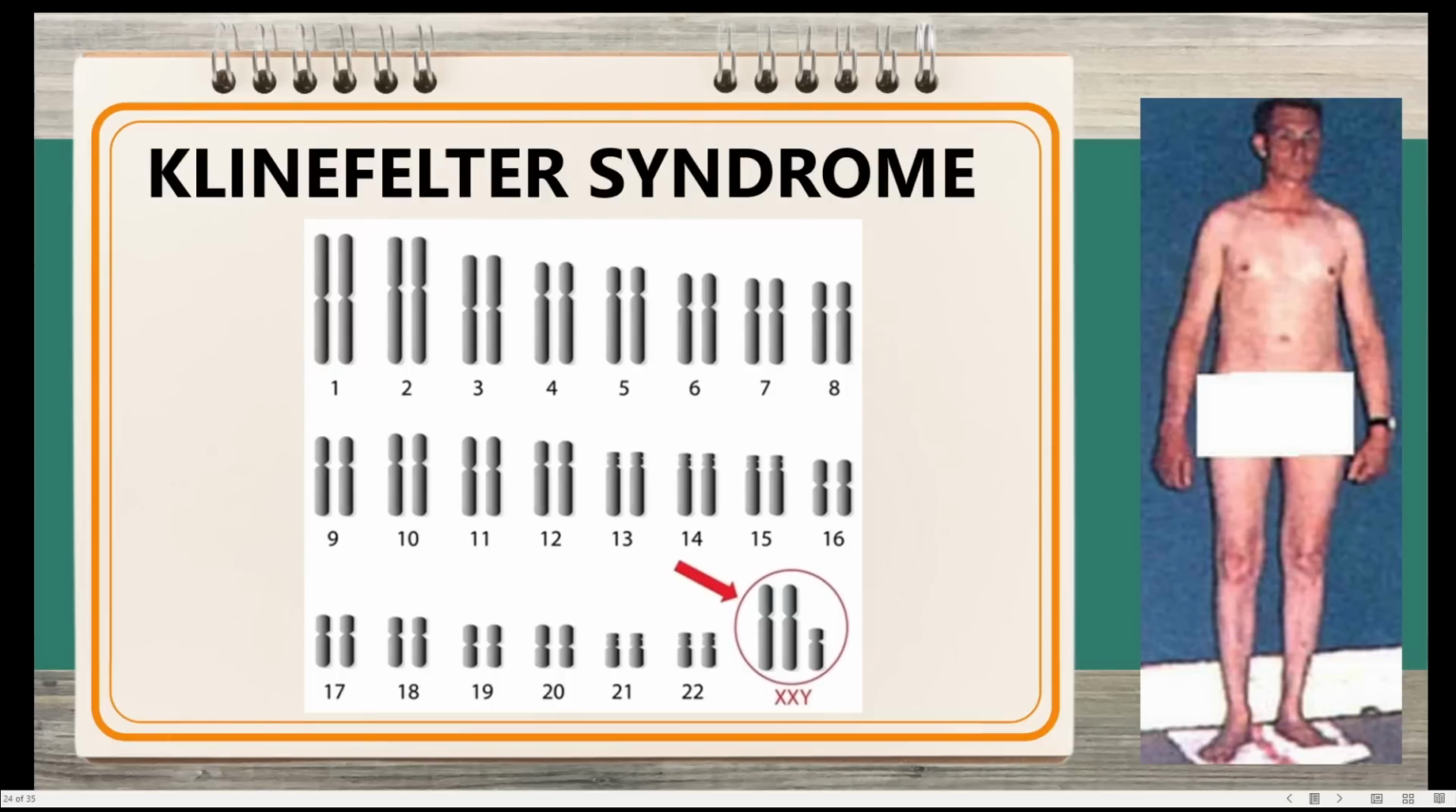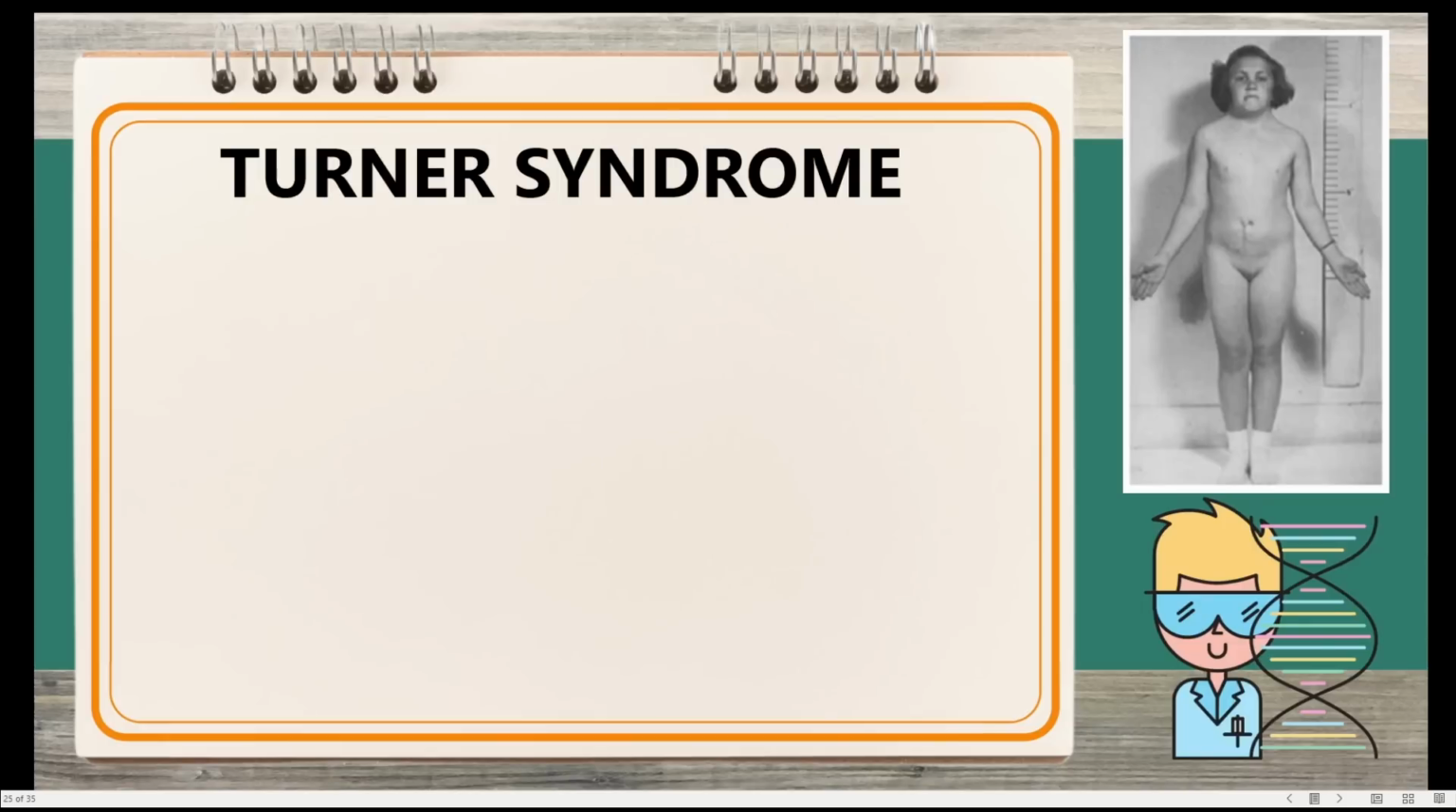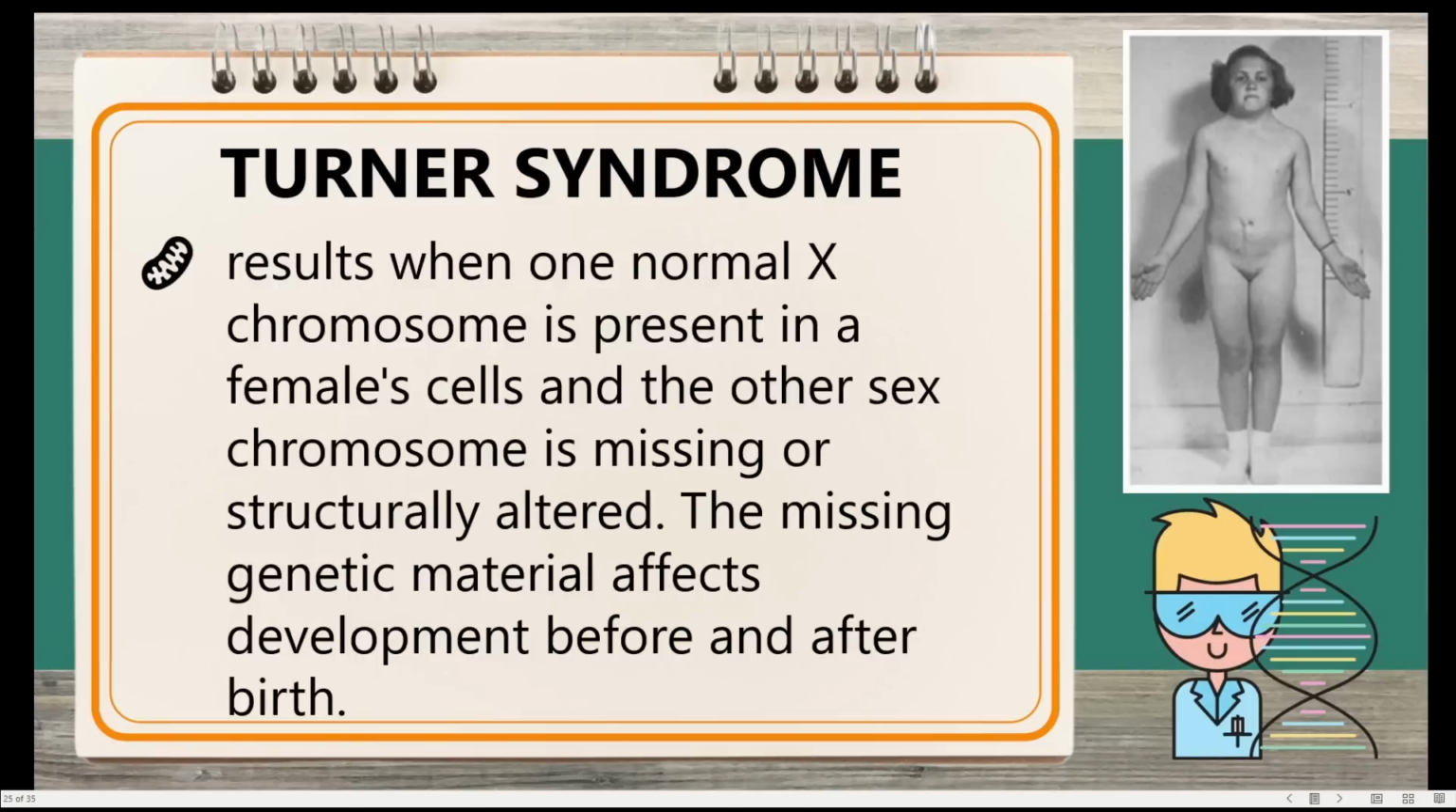Finally, we have Turner syndrome. Turner syndrome affects females. Ito naman si Turner syndrome, ito naman ay isang example ng monosomy. Again, for females, the last pair of chromosomes should be XX. However, for those who have Turner syndrome, the last pair would only be X.